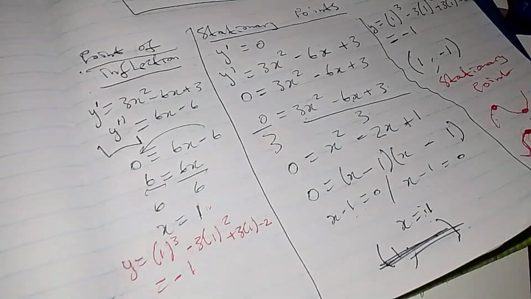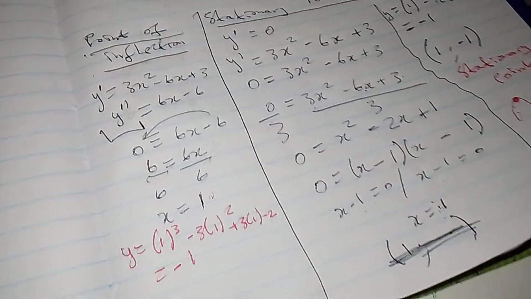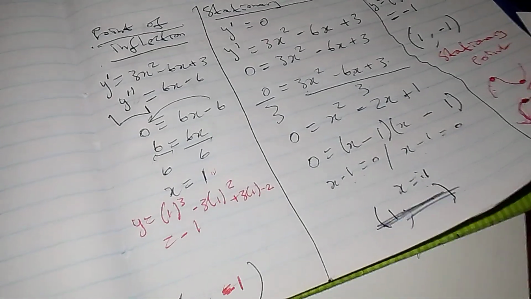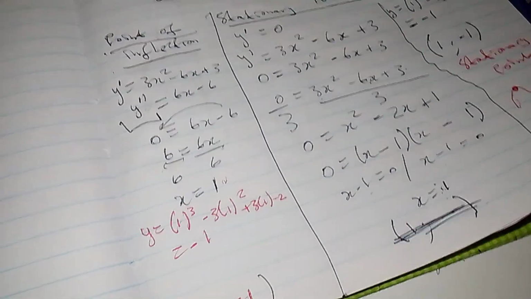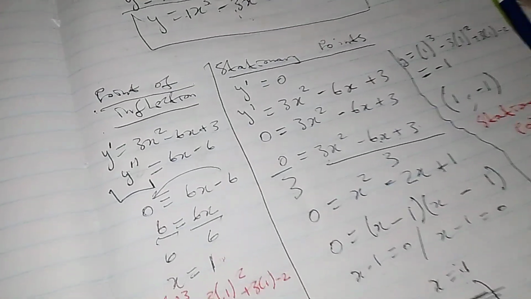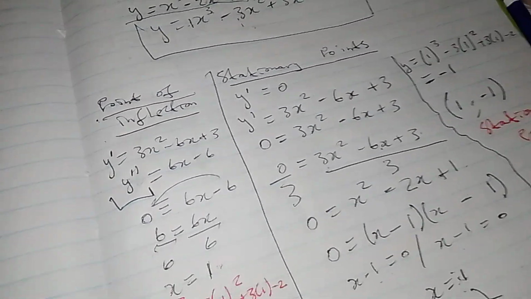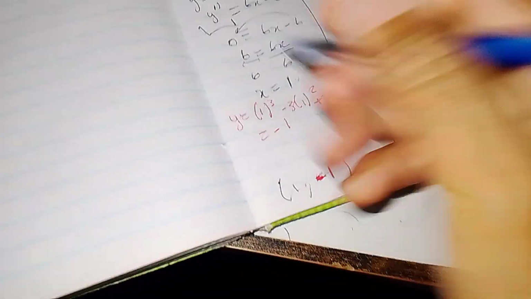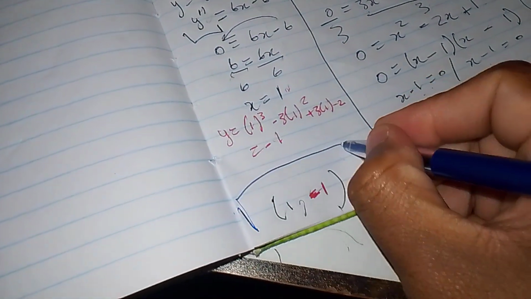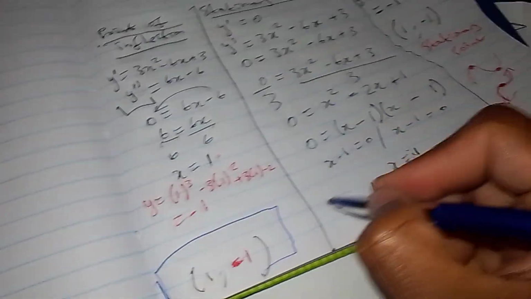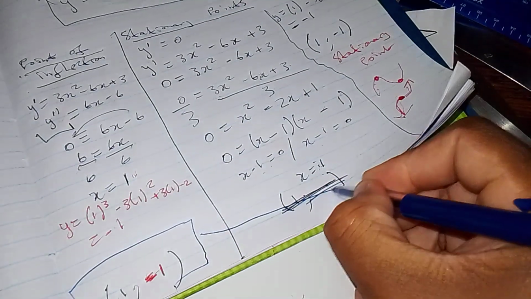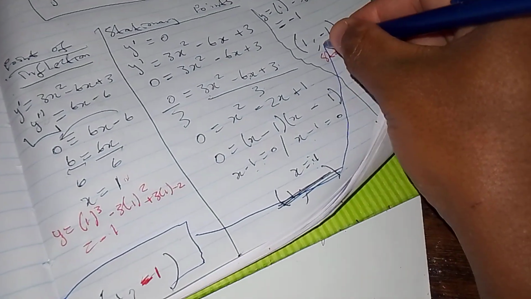And then now look at this thing. What is happening here? What is happening here is that the stationary point and the point of inflection are the same. So if you look at here, you can see that this point, which is 1 and negative 1, is the same as that one.